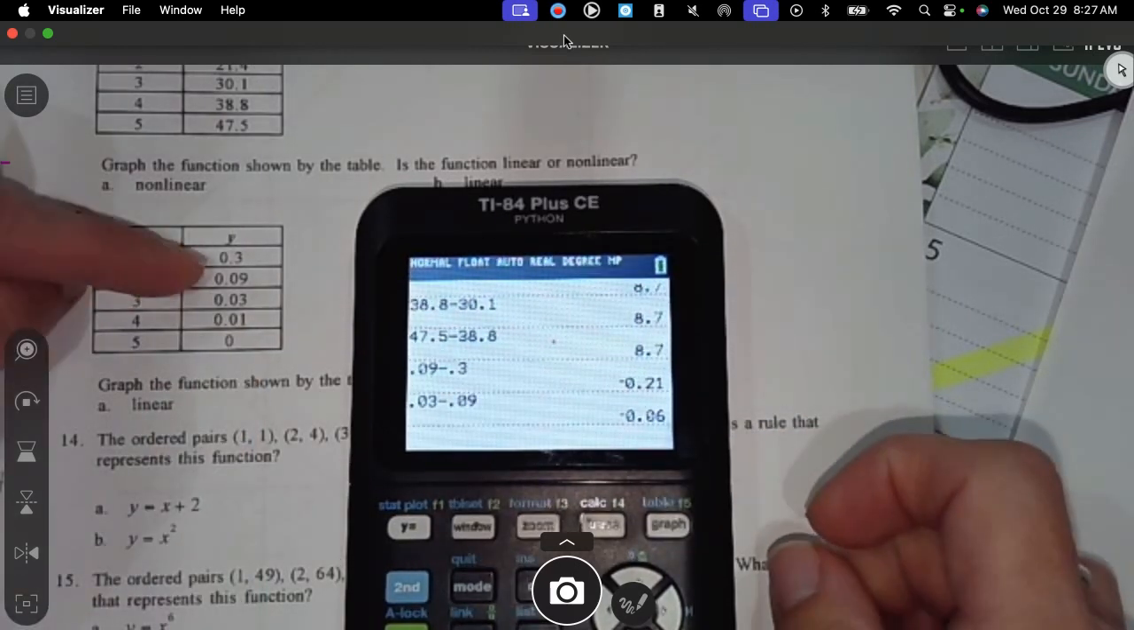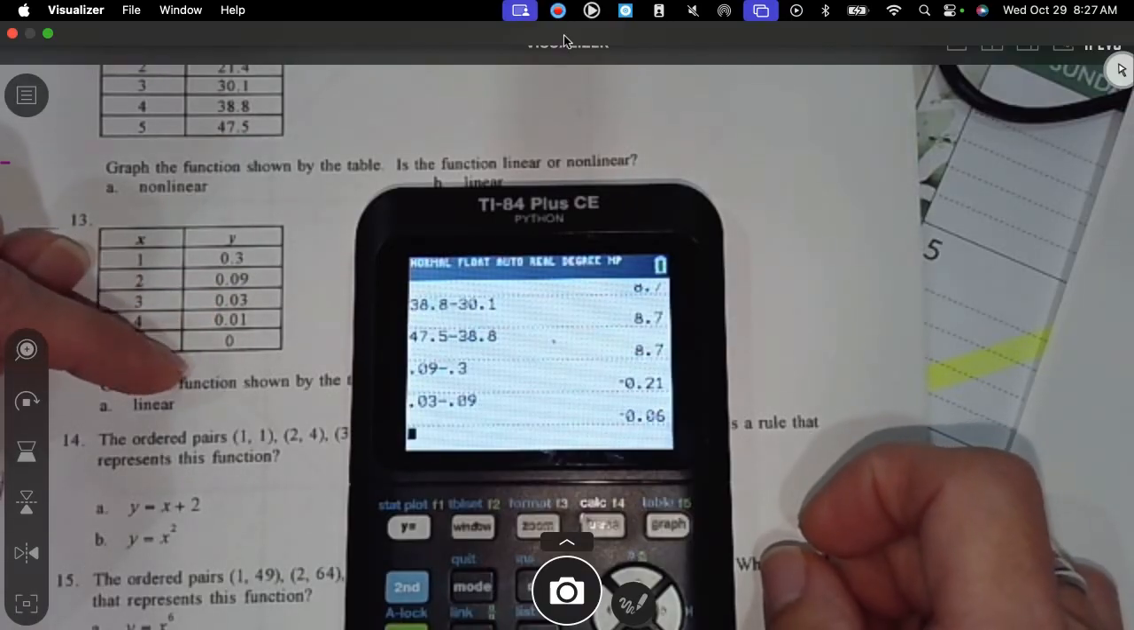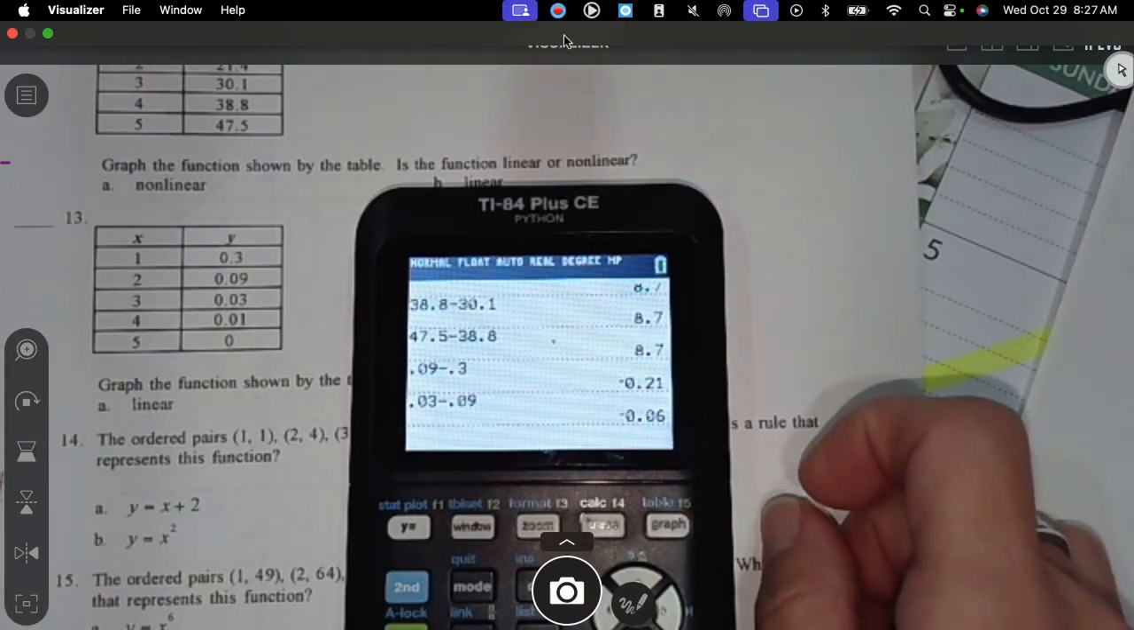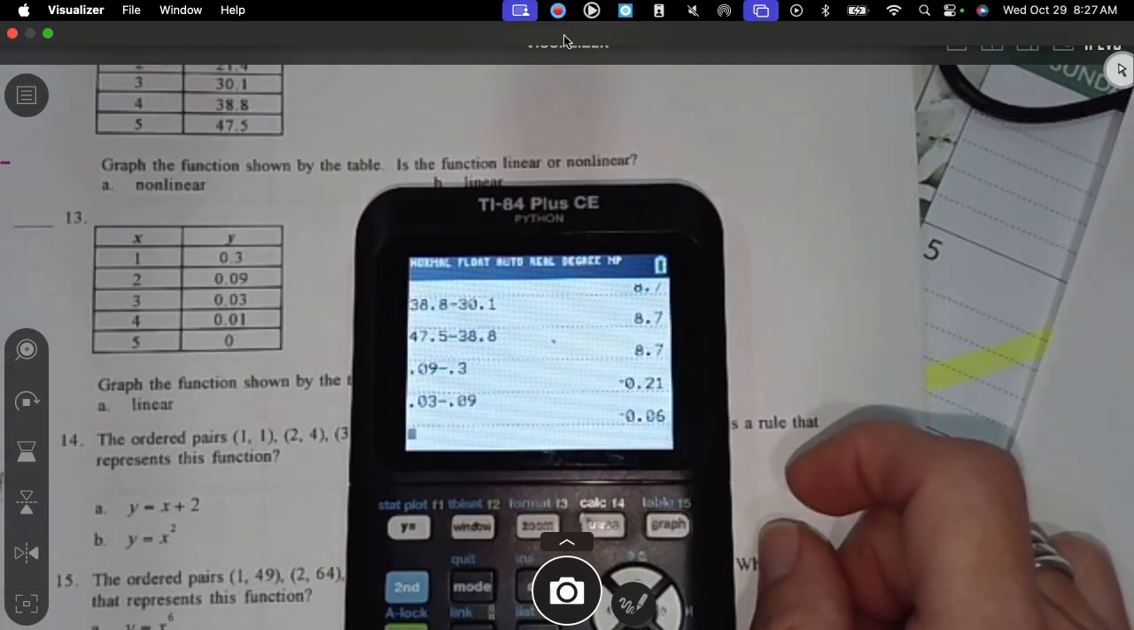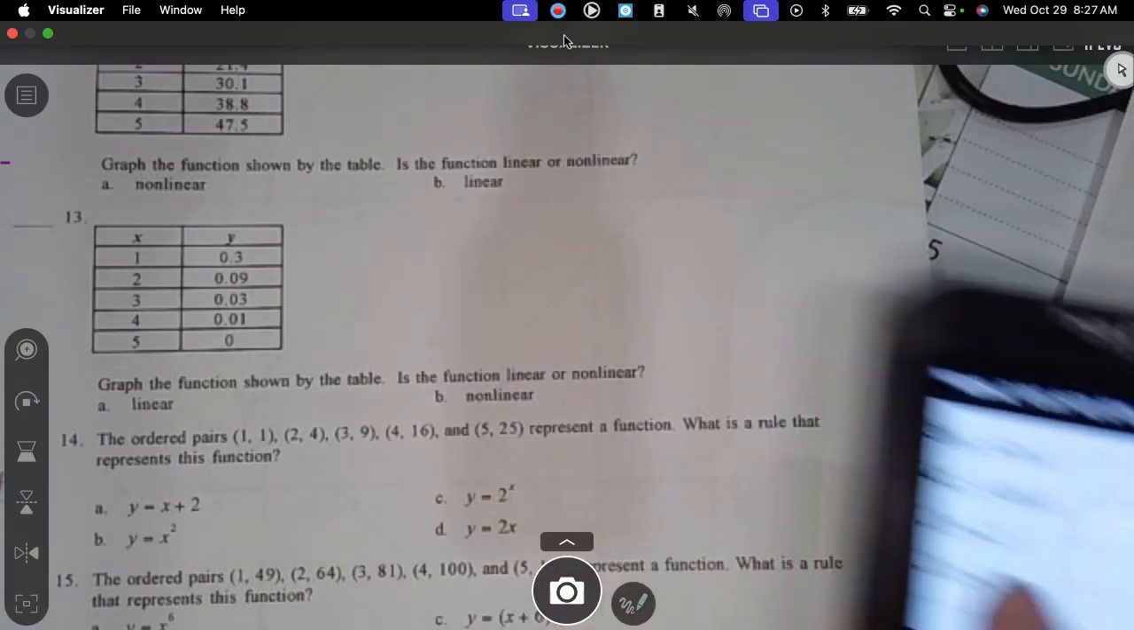And y'all, if you started with the first number minus the second number, that's fine. Just keep doing that every time. Does that make sense? It really doesn't matter if you start with the bigger one or not. Okay, so that one's not linear.